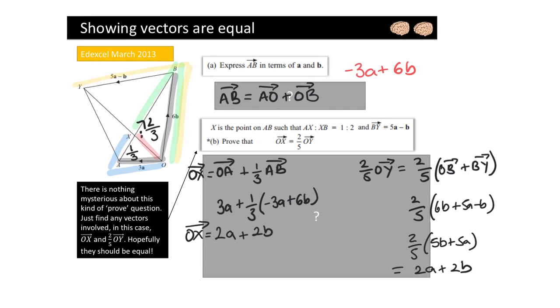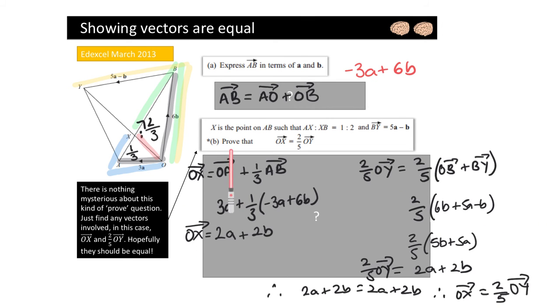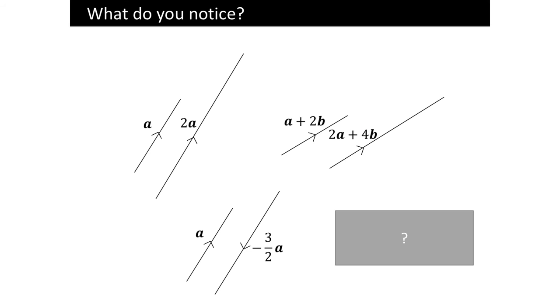Now, what do we notice? They equal each other. Therefore, 2a plus 2b equals 2a plus 2b. Therefore, OX equals 2/5 OY. I know I've shown this really methodically, but it's really good to do this, especially when it says prove. You can't just say, of course they're the same, I've just worked it out in my head. We need to show our step by step. So that is the first type of GCSE question, when we have to show that something's equal. Now, what do we notice about these lines again?